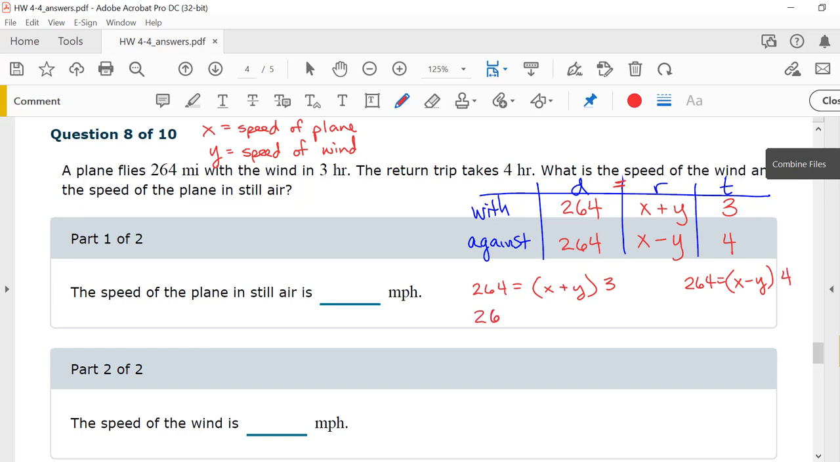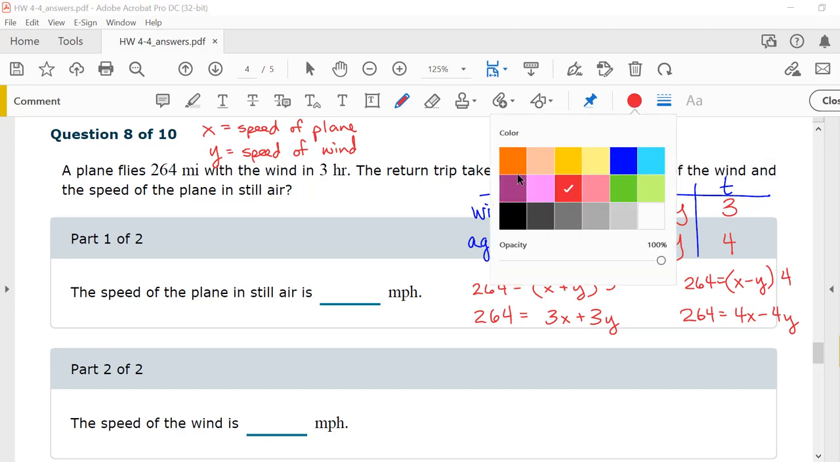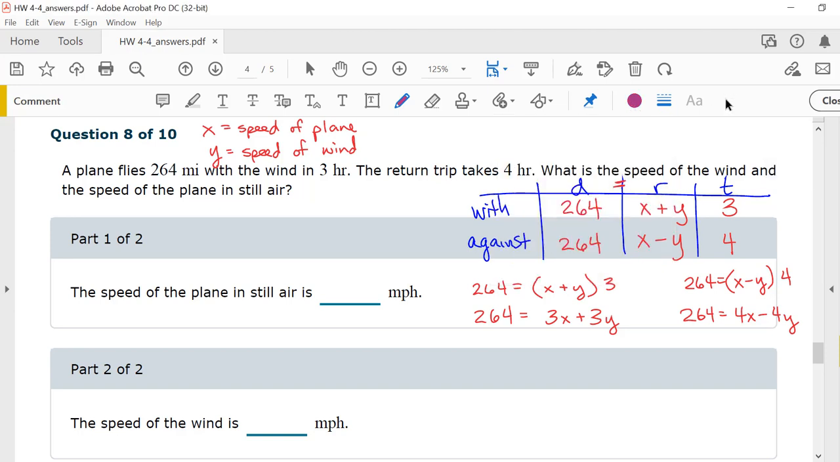So I get 264 equals 3x plus 3y. And I get 264 equals 4x minus 4y. If I want to eliminate the y's, I need to multiply this one by 4, and I will need to multiply this one by, oh no, wait a minute, 3. 4 would give me 12y, and 3 would give me -12y. So the y's would go away.